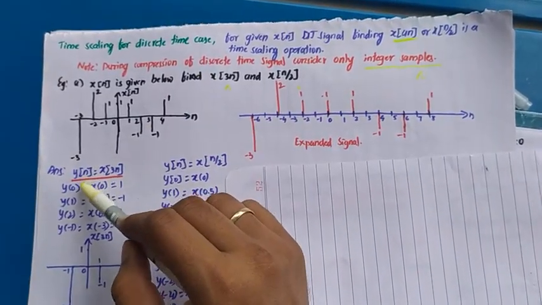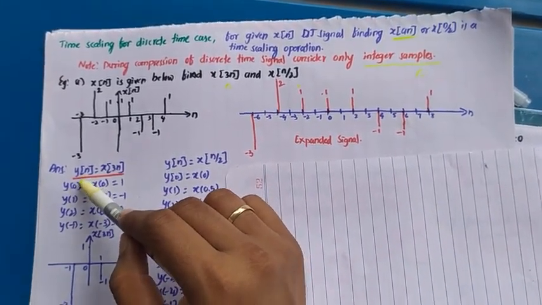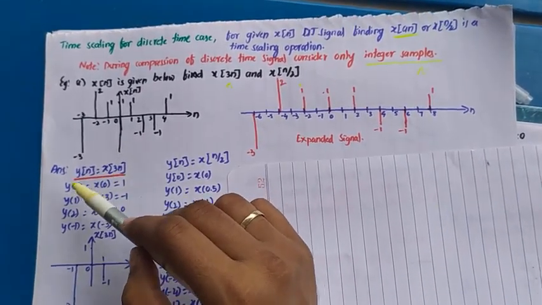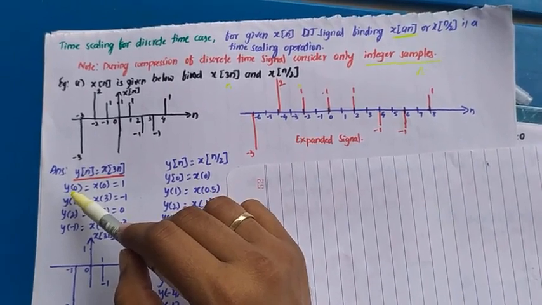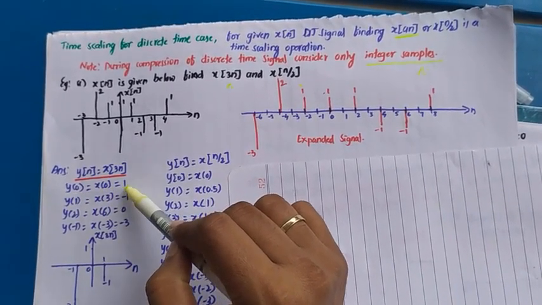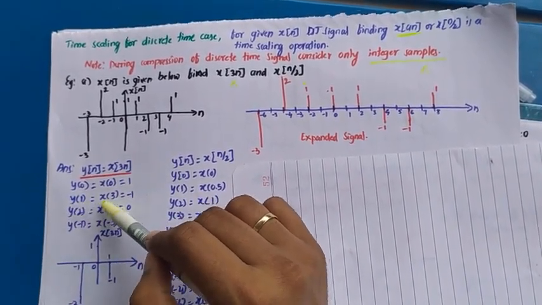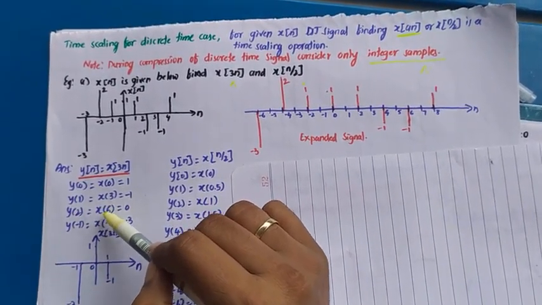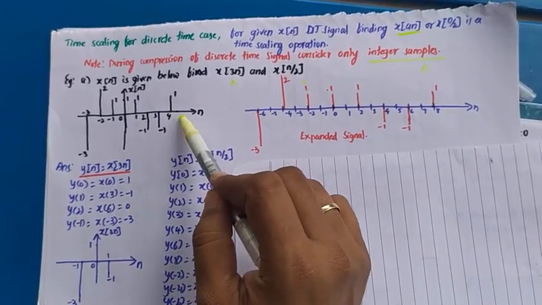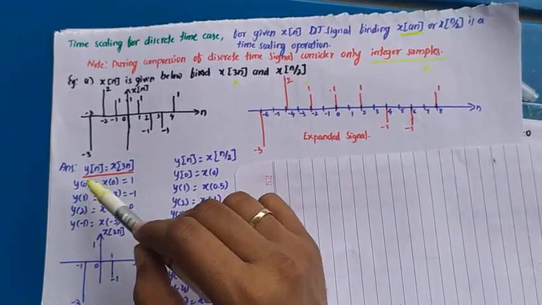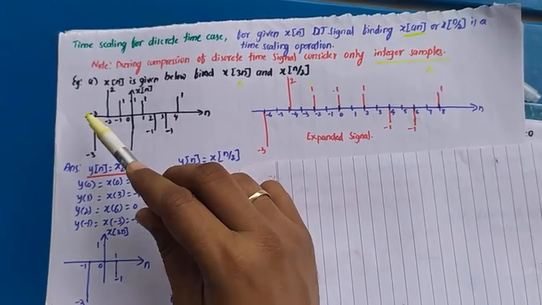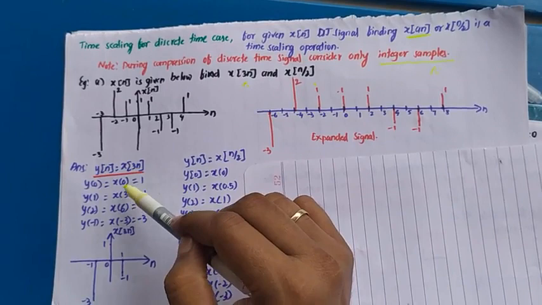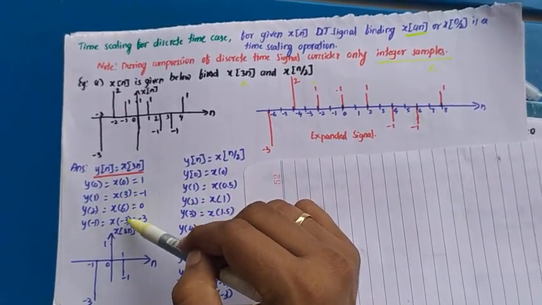Okay, so substituting these values here. y of n is equal to x of 3n. If we consider n equal to 0, we get x of 0, and x of 0 is 1. y of 1 is x of 3, which equals -1. y of 2 is equal to x of 6, that is 0 because at 6 it is 0, and y of -1 is nothing but x of -3, and x of -3 is -3.